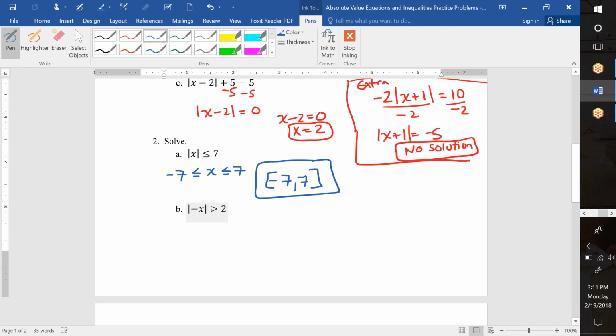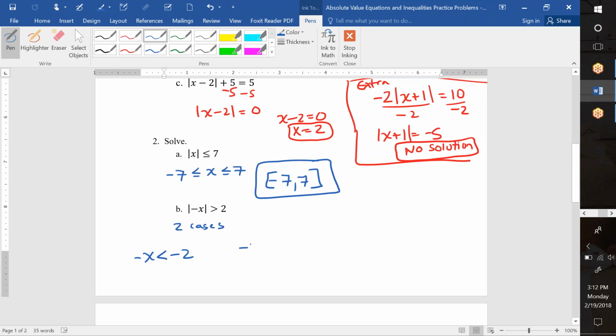My next one is a greater than case, so we have to set up the two cases. So we either say that the inside of this absolute value is less than -2. That's the case where you change the inequality and the number. That heads you towards negative infinity typically. But in this case, it's going to swap because of that negative in front of that x.